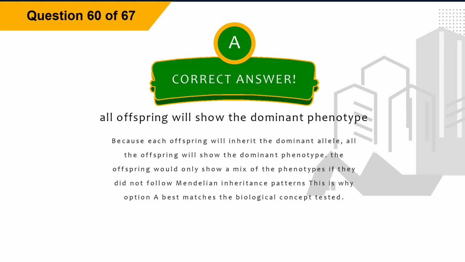The correct answer is option A, all offspring will show the dominant phenotype. Explanation: because each offspring will inherit the dominant allele, all the offspring will show the dominant phenotype. The offspring would only show a mix of the phenotypes if they did not follow Mendelian inheritance patterns. This is why option A best matches the biological concept tested.